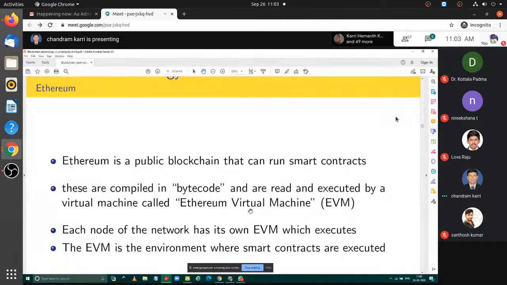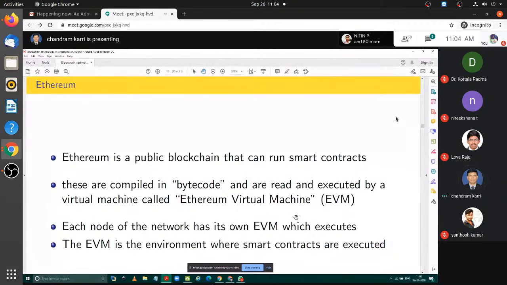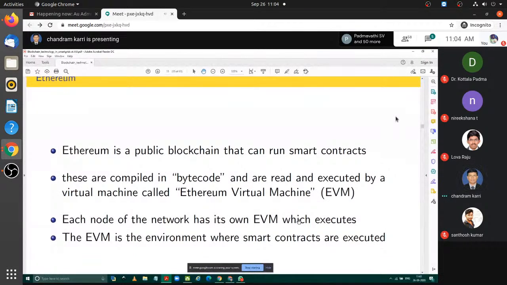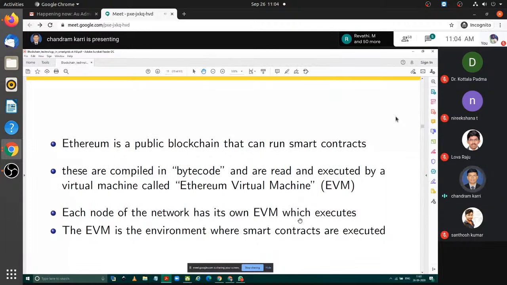As I told you, in the blockchain, each block has some information, and that block is connected to another block with the help of nodes. At each node, the Ethereum Virtual Machine, the EVM, will be connected. This EVM executes the information, in the sense that it checks the information, and if everything is satisfied, it passes the information to the next one. You can see the architecture.